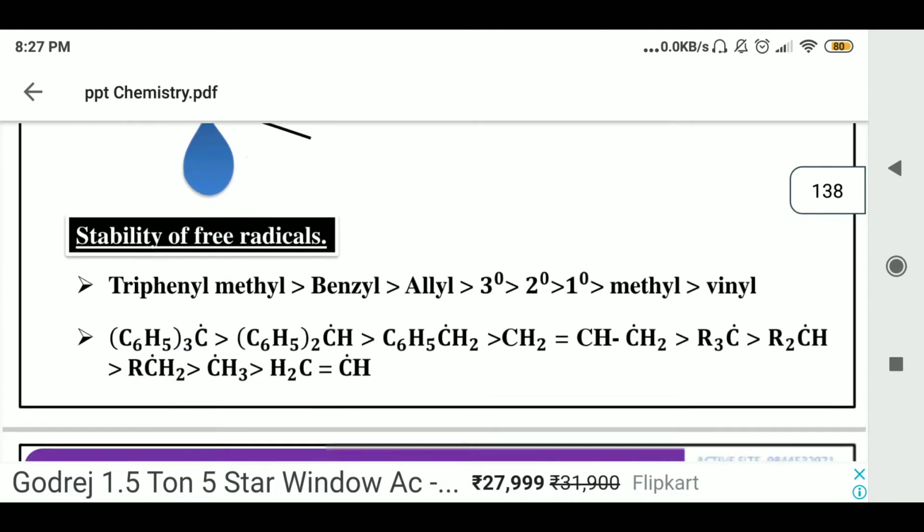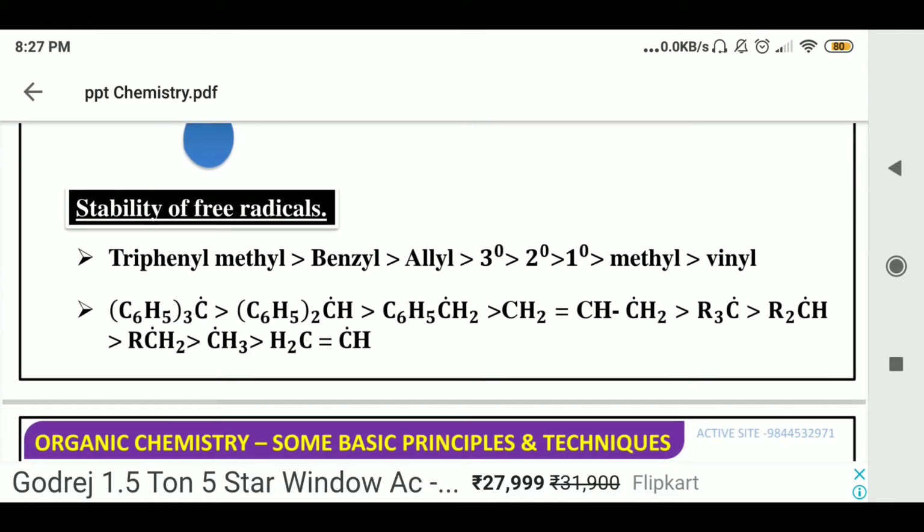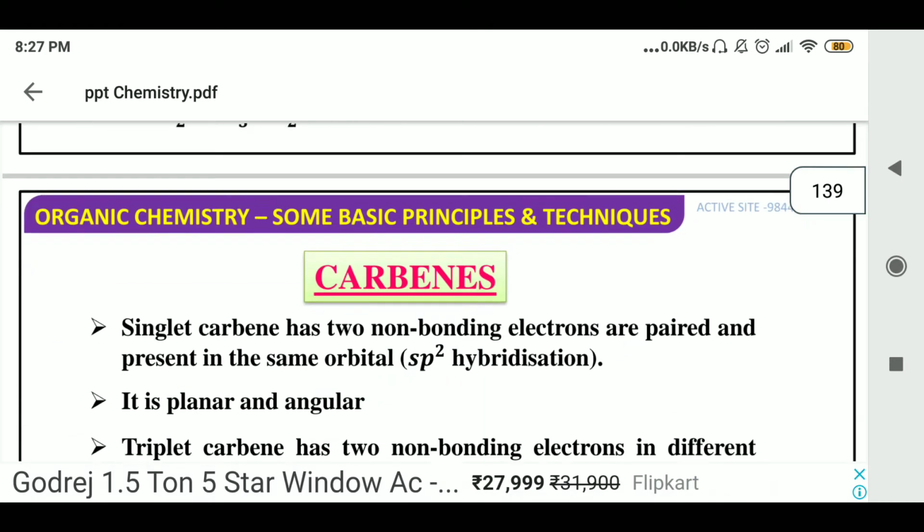Here you can see the stability order of free radicals. Triphenyl methyl is the most stable, then benzyl, followed by allyl, then tertiary, secondary, primary. Methyl and vinyl is the least stable free radical.